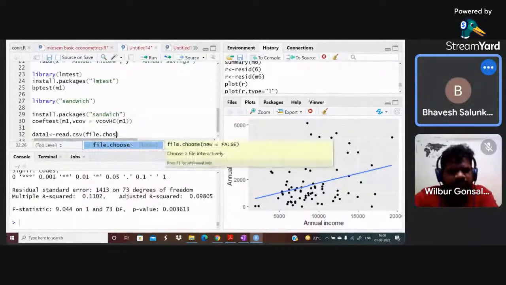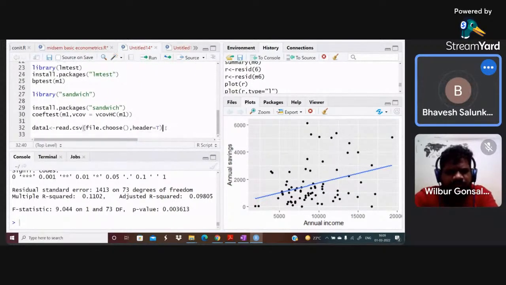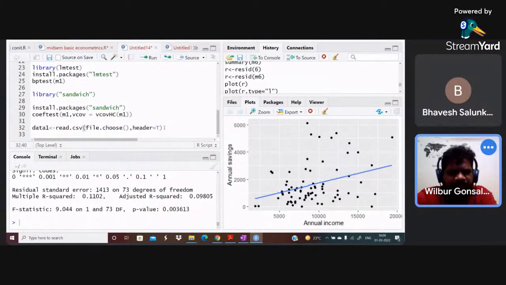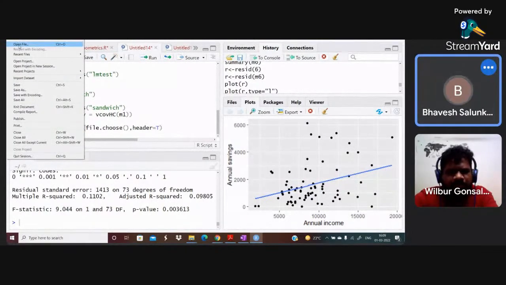File.choose, comma, header is equal to true. So we are asking R to treat the first row as the names of the columns. Have you received that R script also? Yes, we have received. Please open that from file, open file, and go to the place where you have saved that R script.